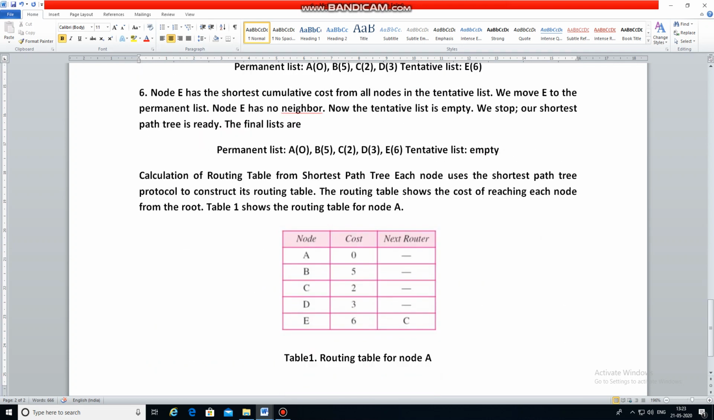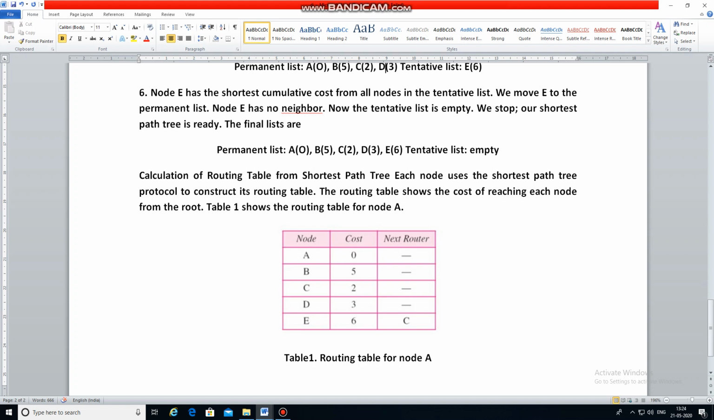Now the routing table is available where you can see that A to A the cost is 0, right? So we don't require any intermediate nodes, that is, next router. Now from A to B the cost is 5. Again we have a direct link, we don't require any next router. A to C the cost is 2. A to D the cost is 3.